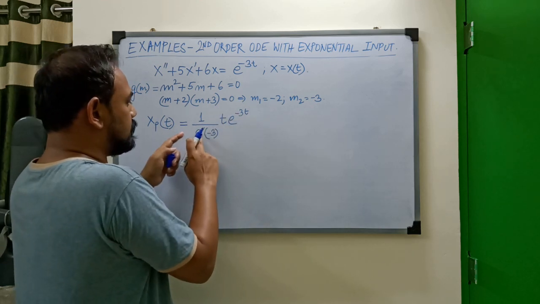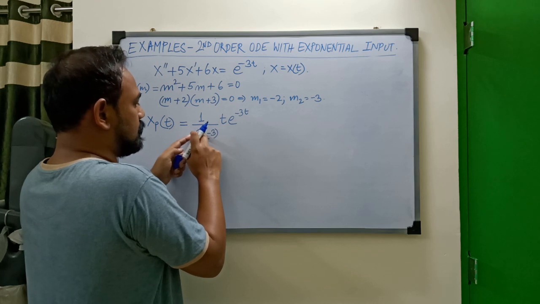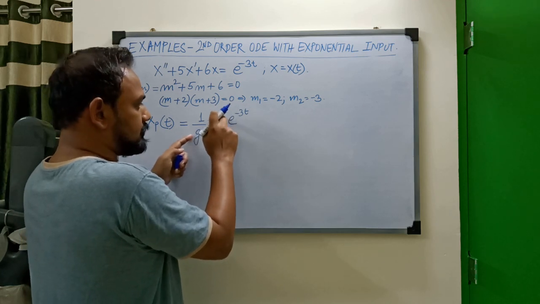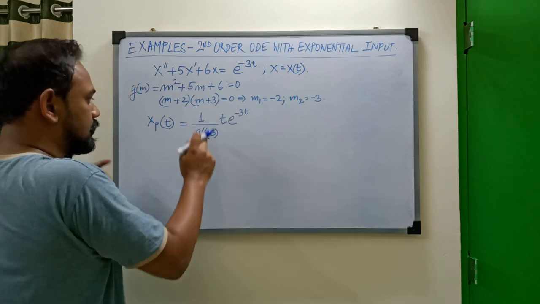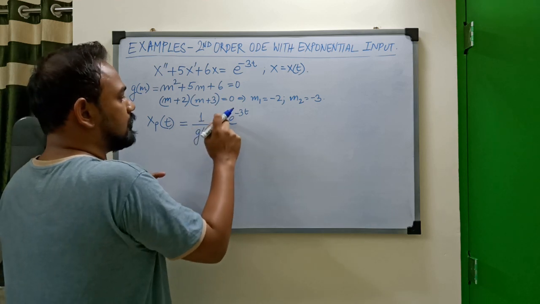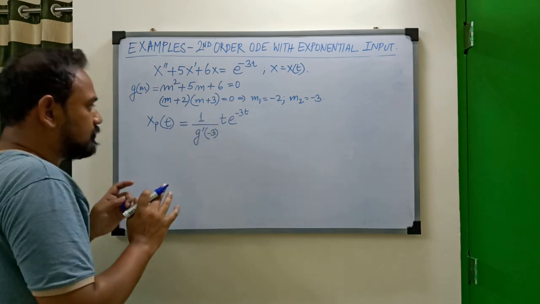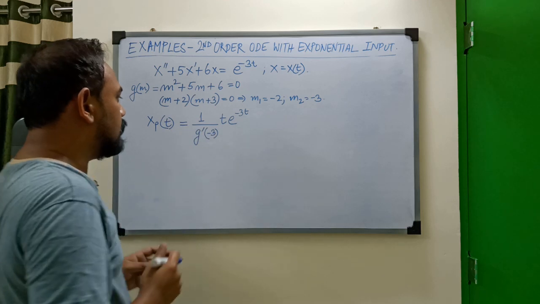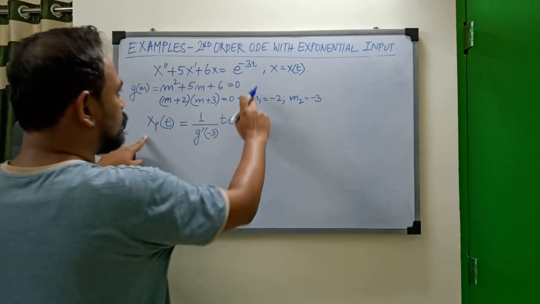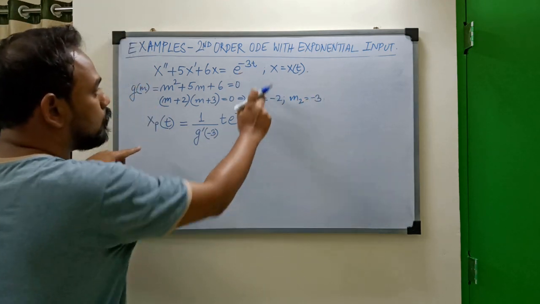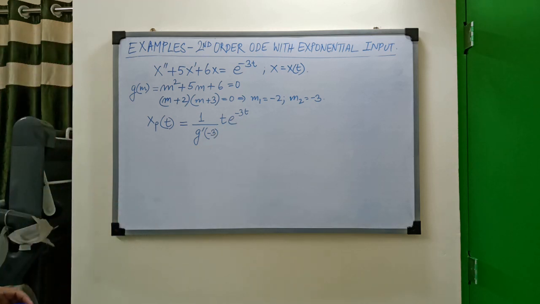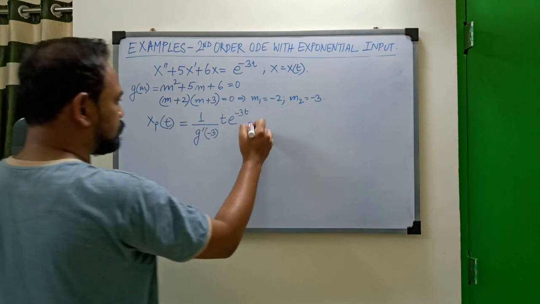So differentiation once here would mean that there's a t here once. Differentiation of this twice would mean there would be a t squared. That's the case of resonance. So for this one, where this is matched with only one of the roots, this is the particular solution. And what is this really?